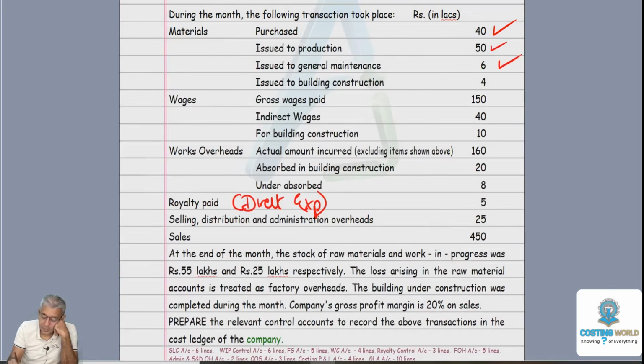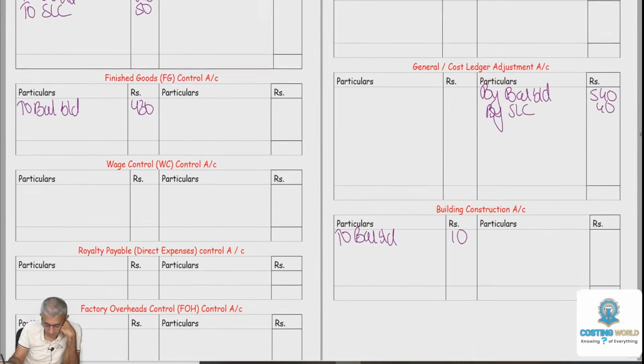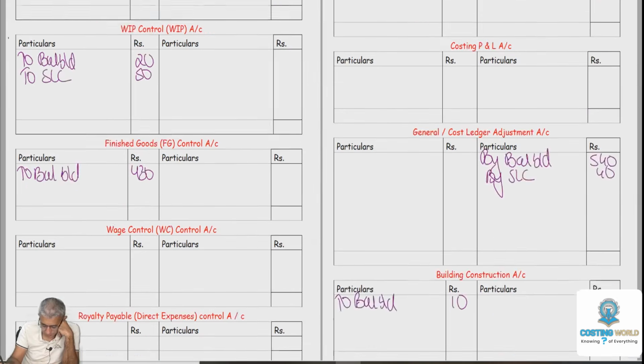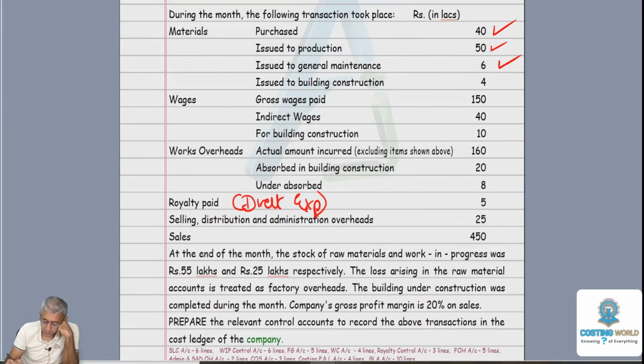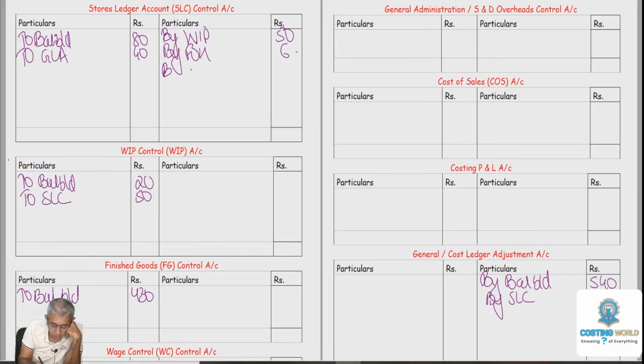Then, tell me the next entry, issue to general maintenance. Factory overheads to SLC. Factory overheads to SLC. Then, issue to building construction. Okay. So, therefore, by obviously building construction 4.